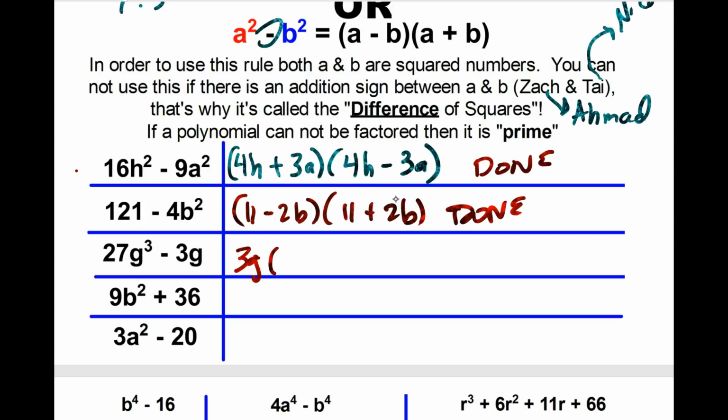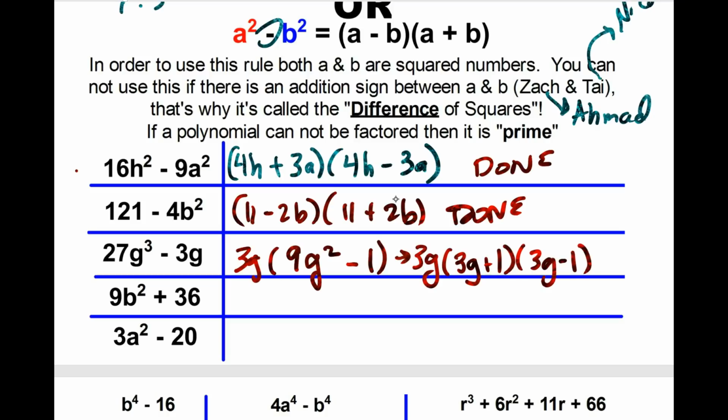When you bring out a 3g, you get a 9g squared minus 1. Well, I'm subtracting two binomials, and one of these is squared, so we need to ask, is this the difference of squares? So 9 is 3 squared, g squared is g squared, and 1 is 1 squared. Well, we got to keep factoring. We are not D-O-N-E. So we end up with a 3g on the outside, and this is the difference of 3g plus 1 and 3g minus 1.